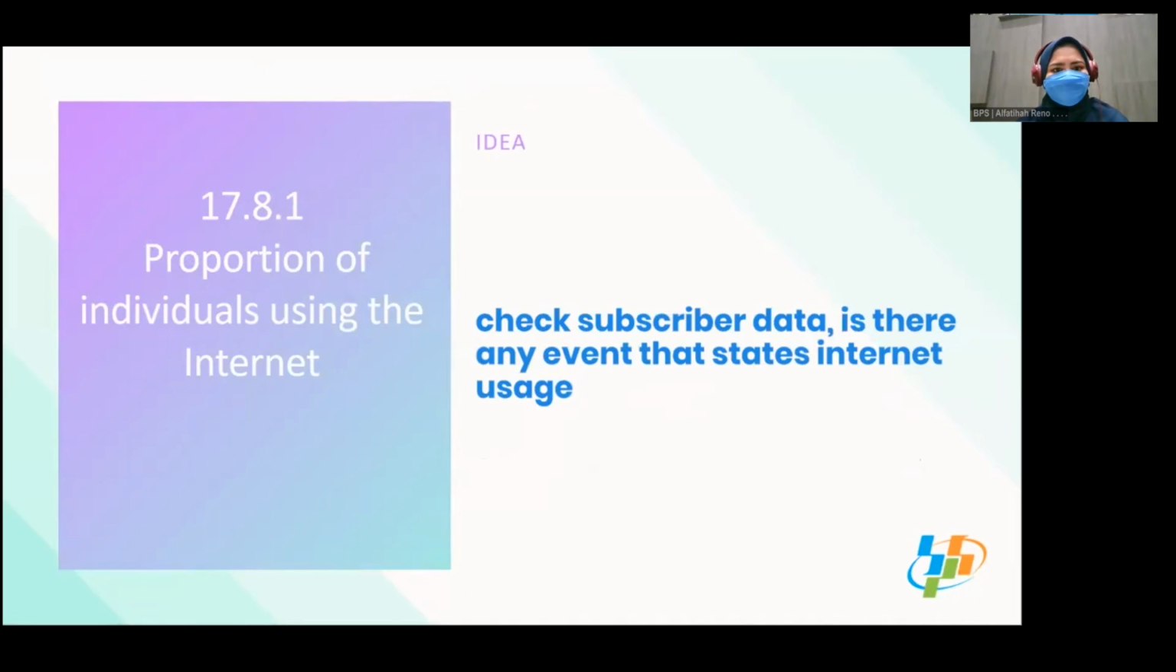For indicator 17.8.1, the idea is to analyze phone usage data for each subscriber. Check if there is a record of internet usage. If yes, then the customer is categorized as an internet user. We will use this to compare with all subscribers to get the proportion of internet users.